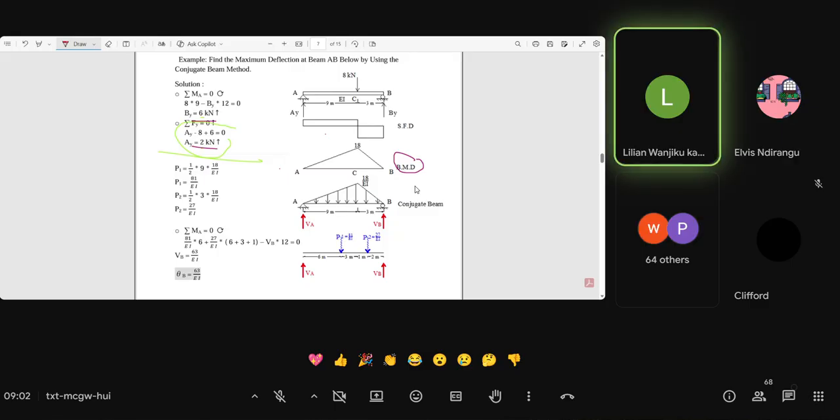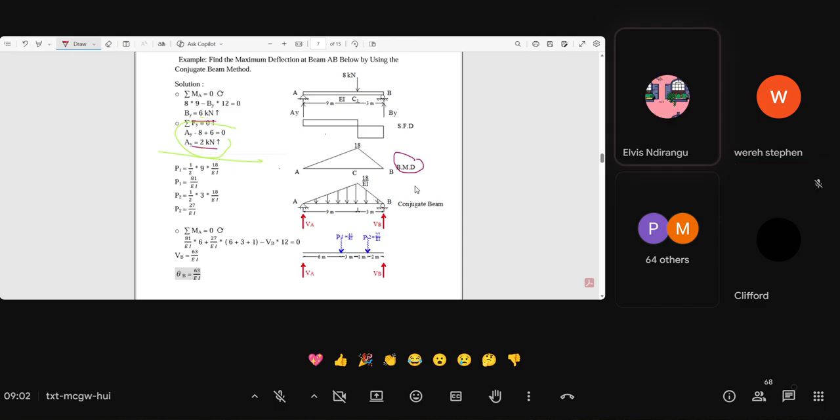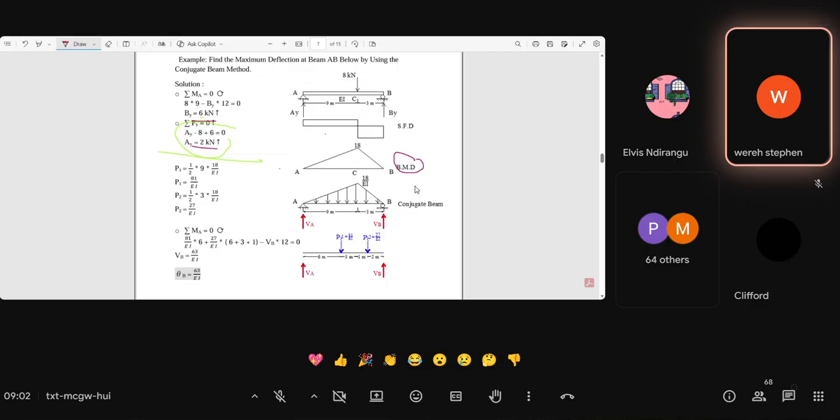18 is the moment at C. Yes, 18 is the moment at point C. Please remember that. 18 is the moment at point C. Because in the original beam, we are supposed to draw what we call the bending moment diagram. And if you draw the bending moment diagram, you'll come up with something like this, whereby at point C, you are going to have 18.